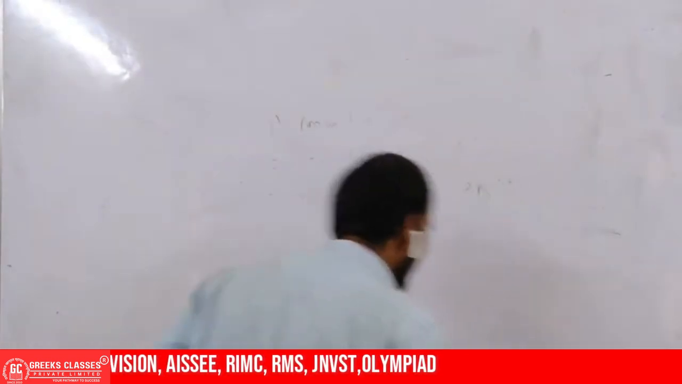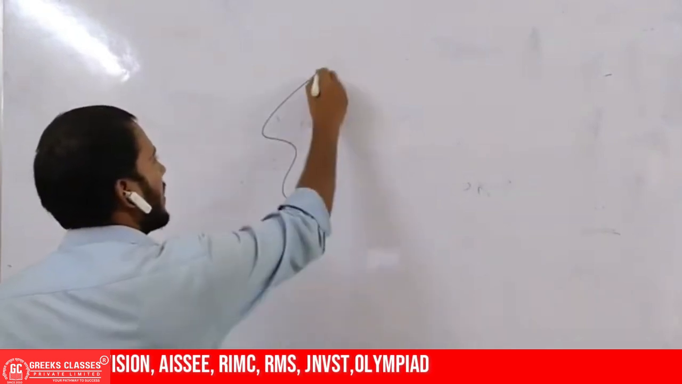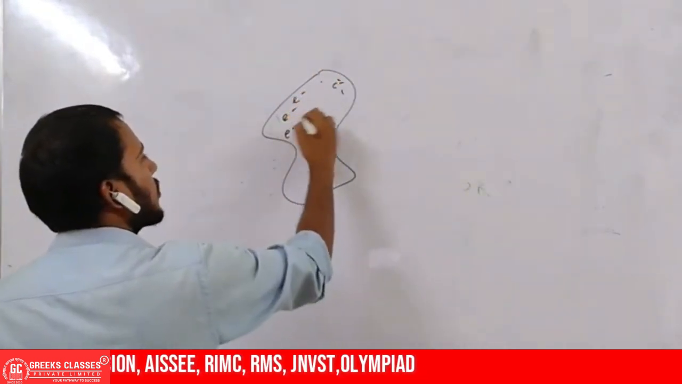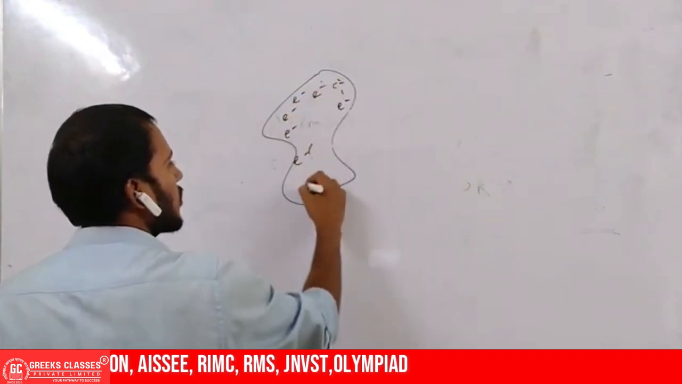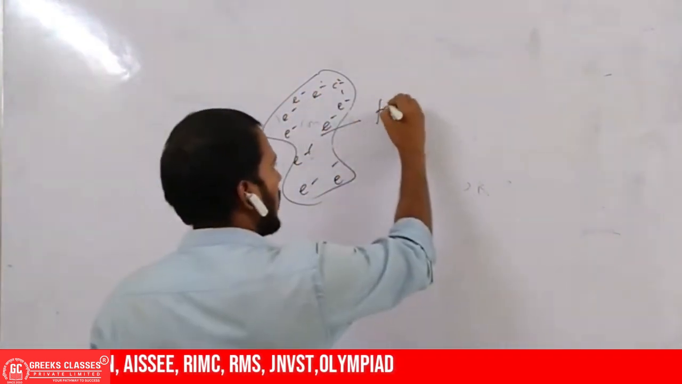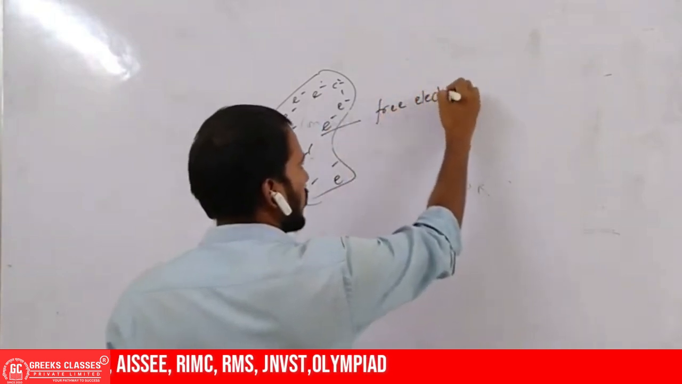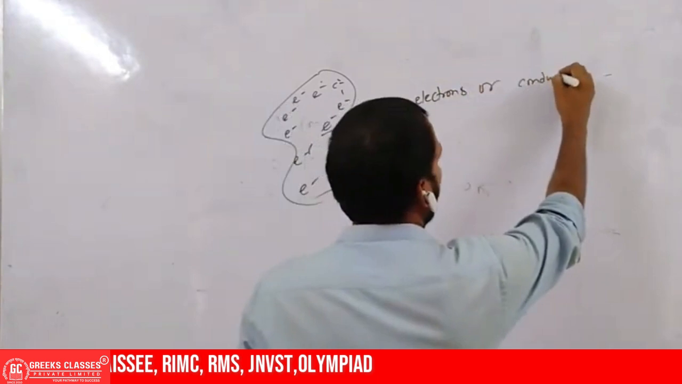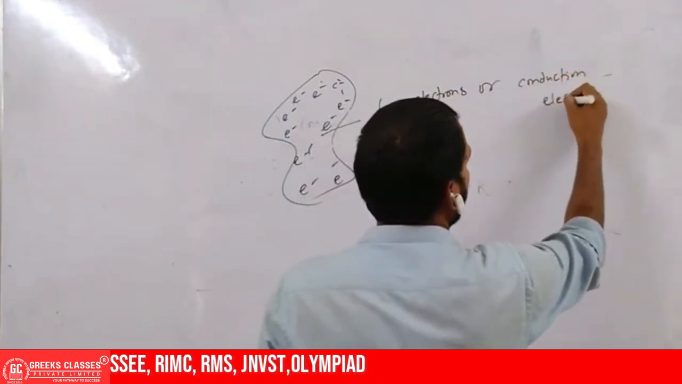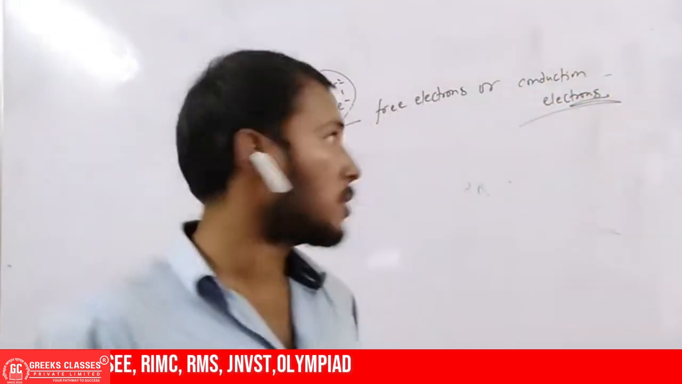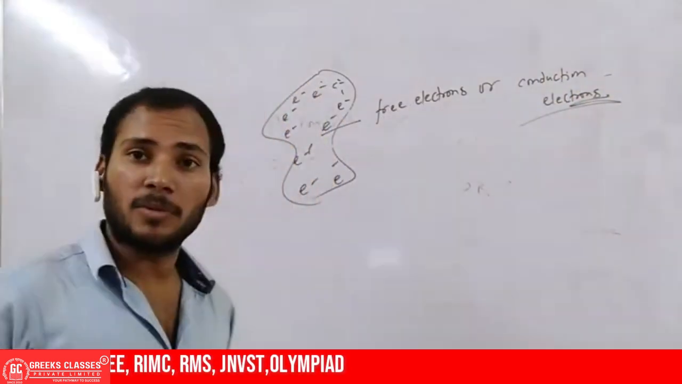So if there is a conductor, a conducting body, it has an infinite number of electrons everywhere, and these electrons are known as free electrons or conduction electrons. Why conduction electrons? That I am going to explain.